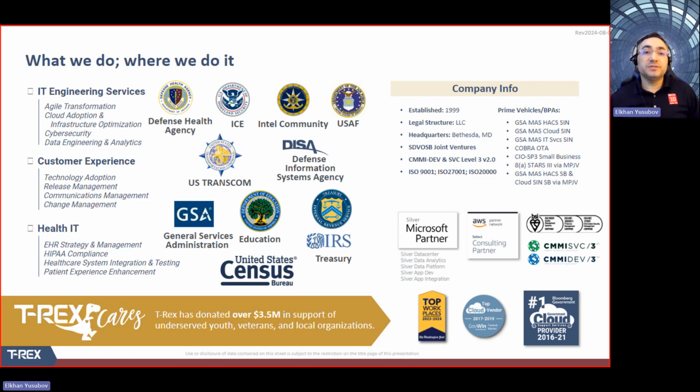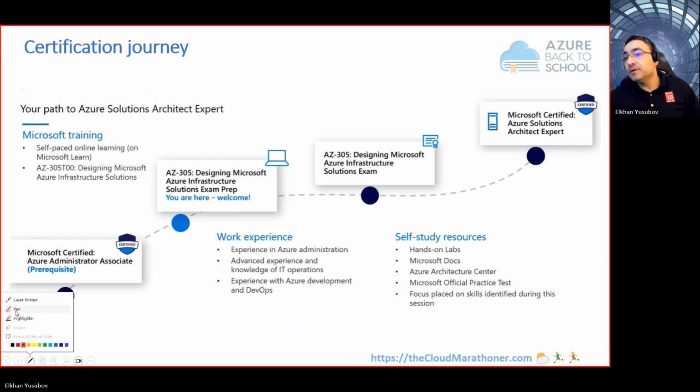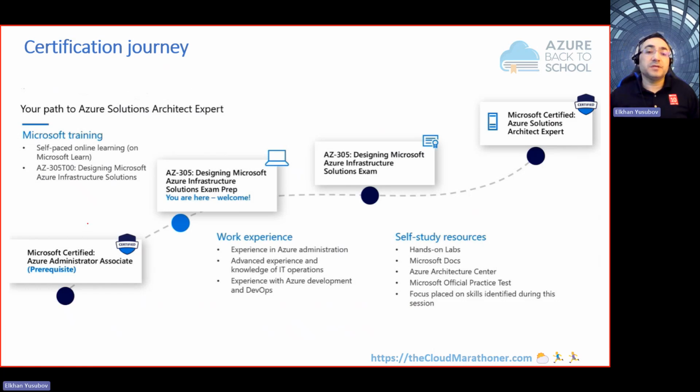That said, let's look into the certification journey. In this diagram, as you see here, we have a couple of things. First, there are some prerequisites if you want to get the Microsoft Azure Architect Expert certification and credentials. You need to pass one of the Azure Administrator Associate exams. This is exam number 104, and it measures your Azure administration skills.